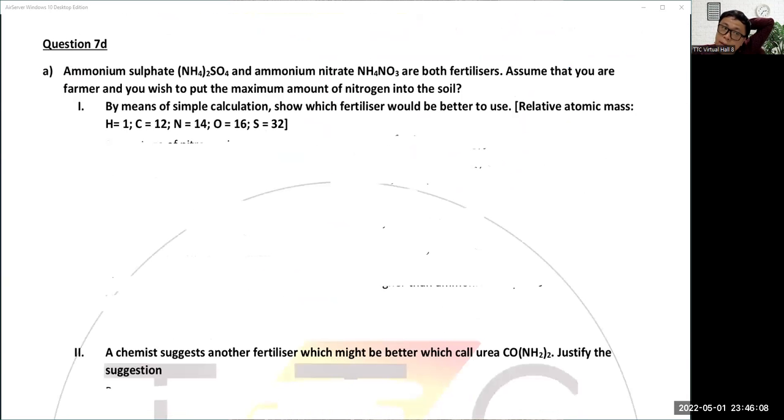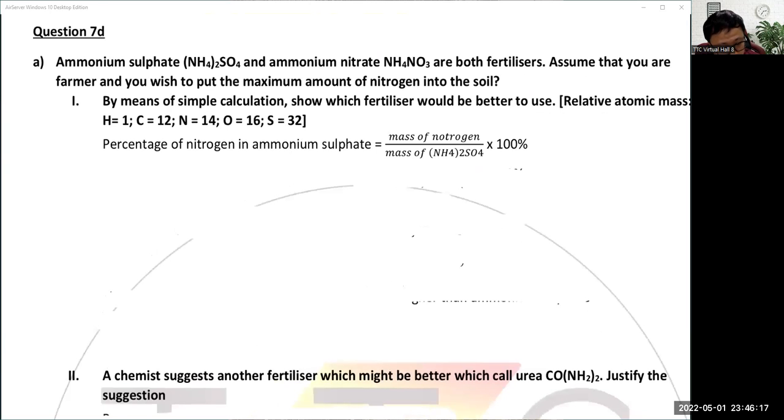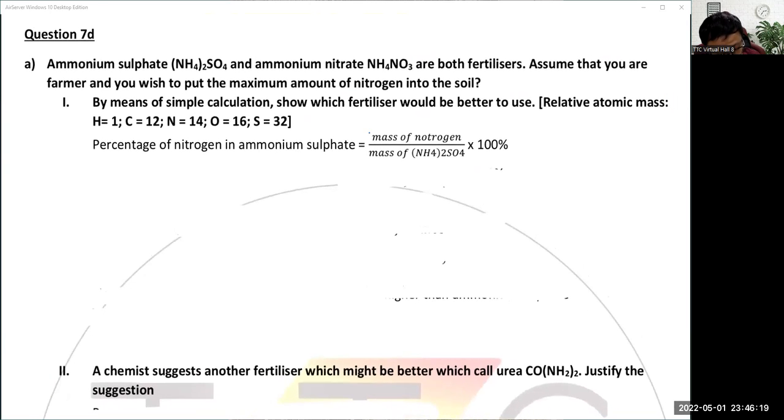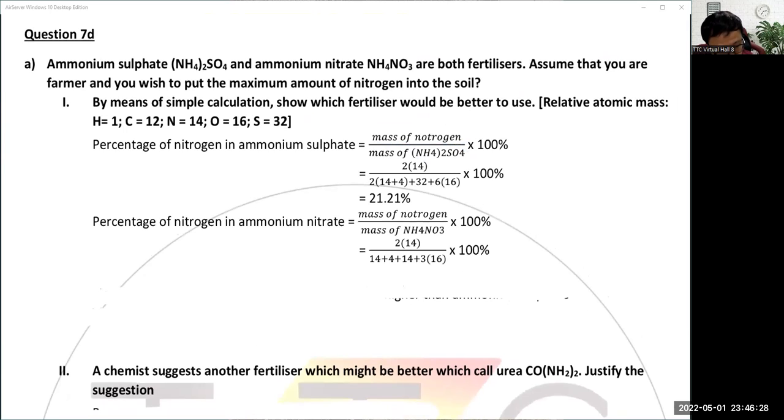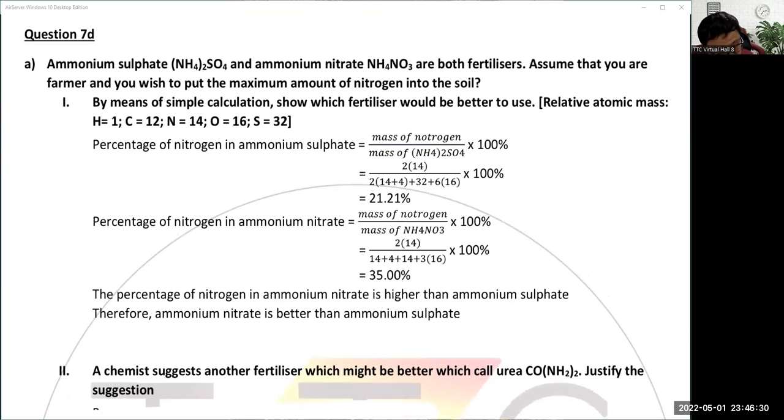Ammonium sulfate, okay, this is to find the fertilizer. So to find the fertilizer, first you need to find the mass of nitrogen divided by total mass. So you can see the nitrogen divided by total mass in your ammonium sulfate, then you're able to find the percentage. Using the same tactic, you find the percentage. You found that percentage, this is higher. So it will be the better fertilizer because the nitrogen fertilizer is nitrogen. The more nitrogen you have inside, it will be a better fertilizer.